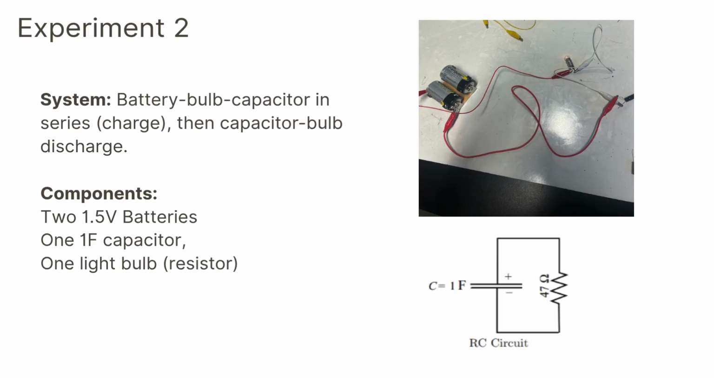So experiment 2 was a setup where we had a battery, bulb, and capacitor in series for the charge, and then we got rid of the battery and just had the capacitor discharge through the bulb. The components were two 1.5 volt batteries, one 1 F capacitor, and one light bulb, which acts as a resistor, and we see it heat and glow when electricity travels through it. There's also a diagram of the circuit, and a picture of our setup in the lab.